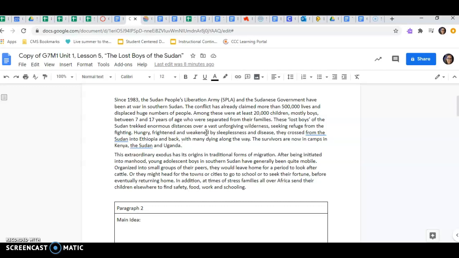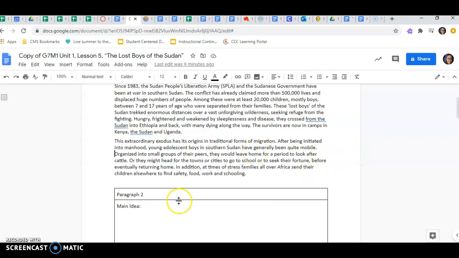So let's go ahead and see what is in paragraph 2. This extraordinary exodus has its origins in traditional forms of migration. After being initiated into manhood, young adolescent boys in southern Sudan have generally been quite mobile. Organized into small groups of their peers, they would leave home for a period to look after cattle. Or they might head for the towns or cities to go to school or to seek their fortune before eventually returning home. In addition, at times of stress, families all over Africa send their children elsewhere to find safety, food, work, and schooling.